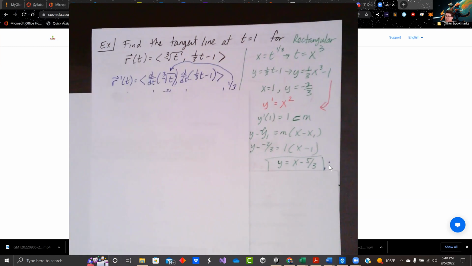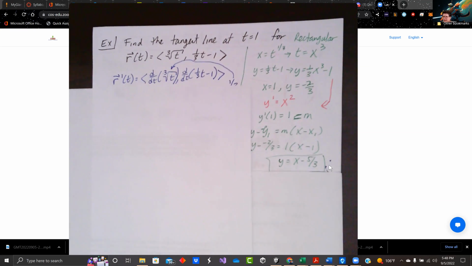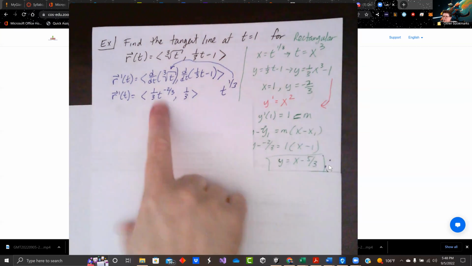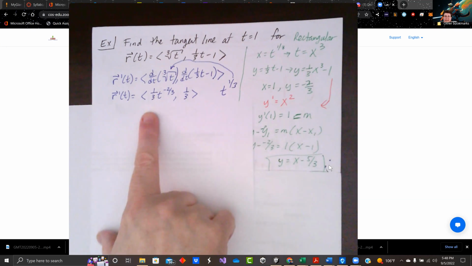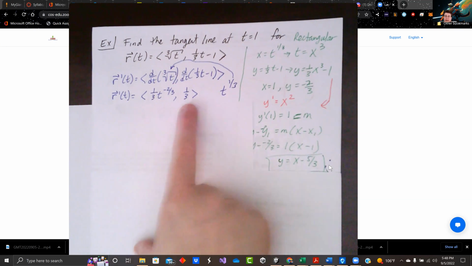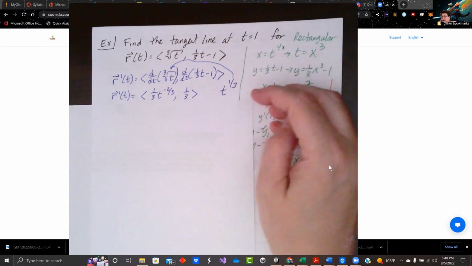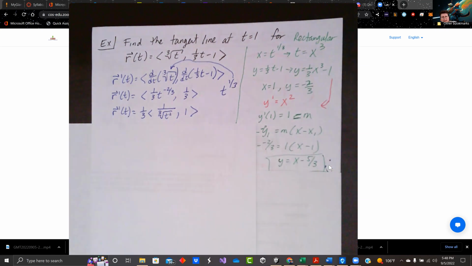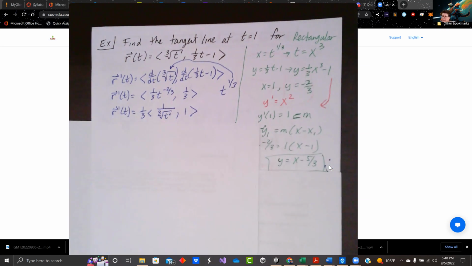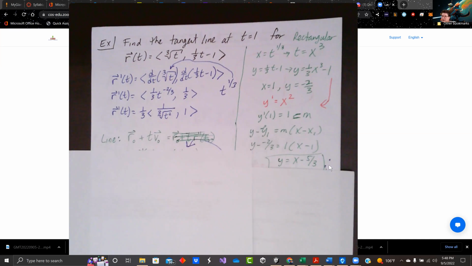So r prime of t, we take the time derivative of each of the x and y components, rewriting the cube root of t as t to the 1/3. I have 1/3 t to the negative 2/3 and 1/3 as my r prime of t. Rewriting it with 1/3 factored out and back in radical notation, I have that. So we need to write out our line, r0 plus tv.